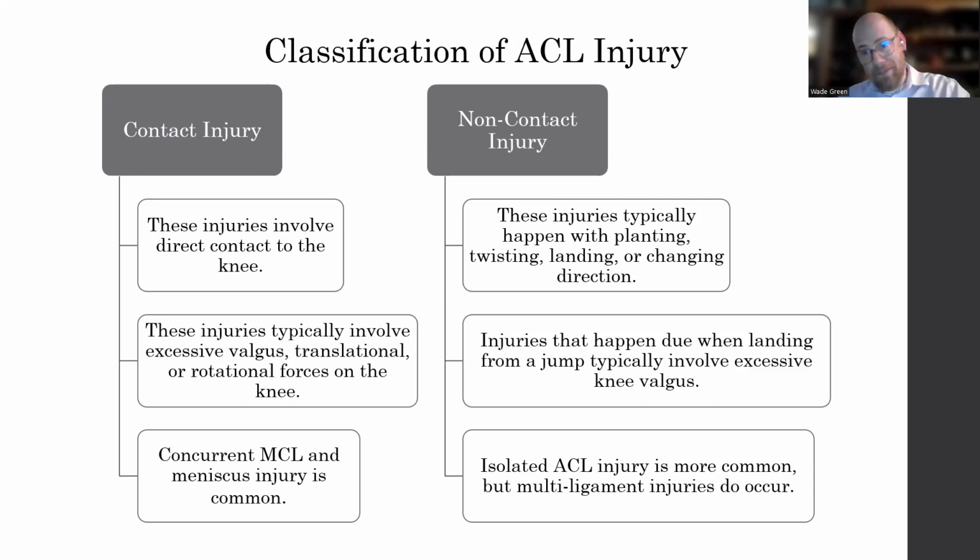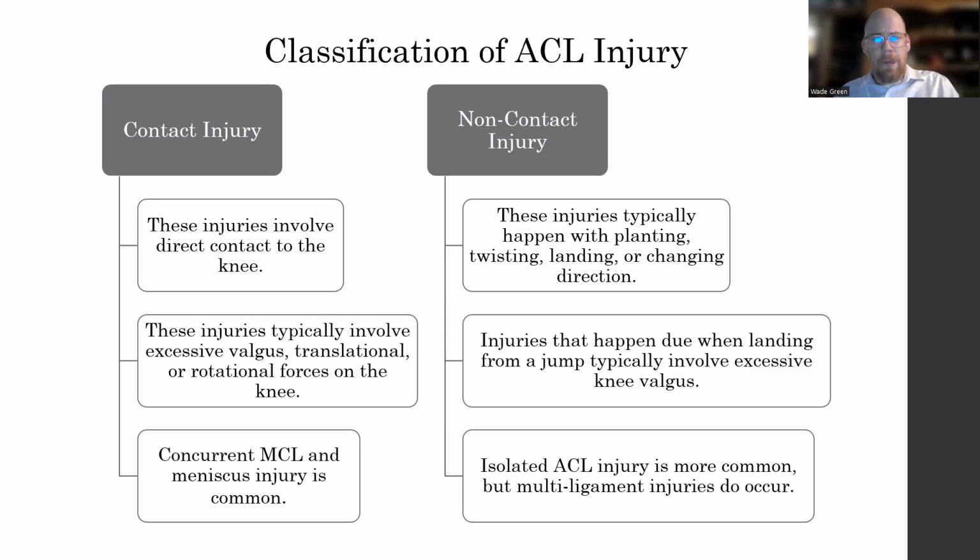On the flip side, the ACL can also be injured through a non-contact mechanism. That happens obviously with something like planting, twisting, landing, or trying to change direction. I have a couple of videos here in a minute that are going to show you these different mechanisms. I want you to pay really close attention and take a look at what happens with each of these.